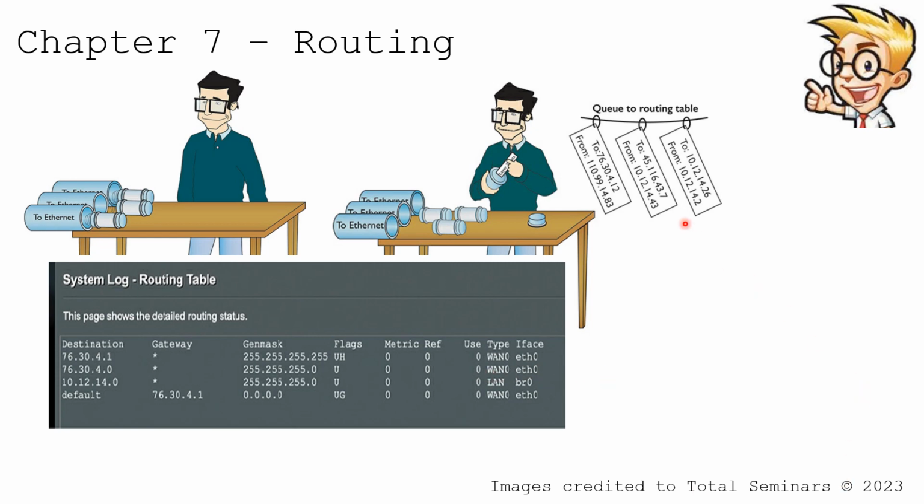Okay, and then you can kind of see how that goes and look at the different to's and froms and figure out where exactly is that going. Is it over the WAN? Is it over the LAN? And it'll tell you which interface it goes through.